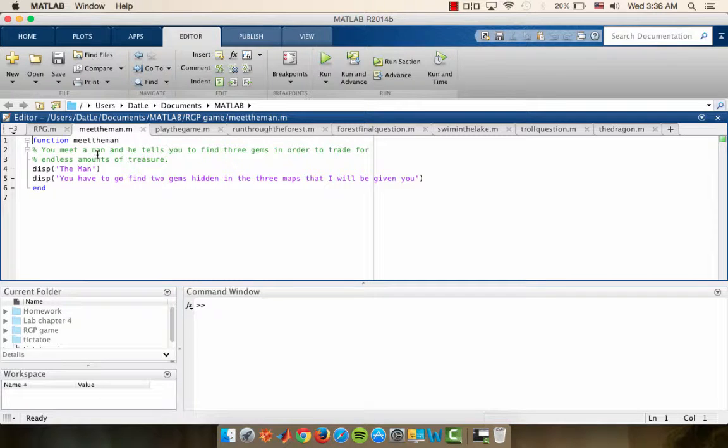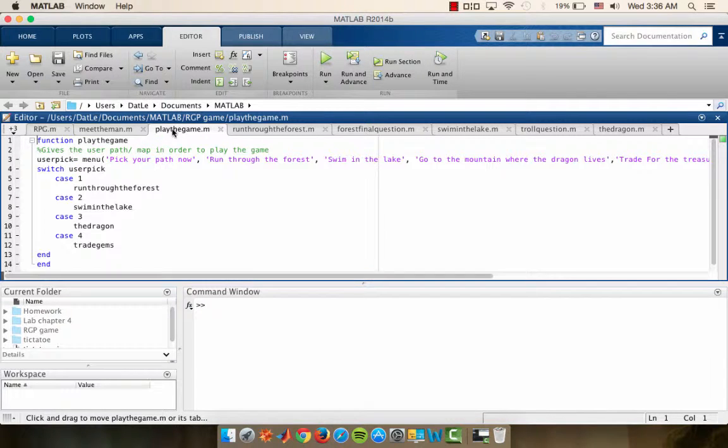it contains a display of instructions and game information. So in this function, you will meet a man, and he will tell you to find 3 gems in order to trade for endless amounts of treasure.